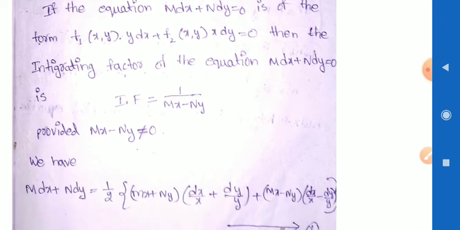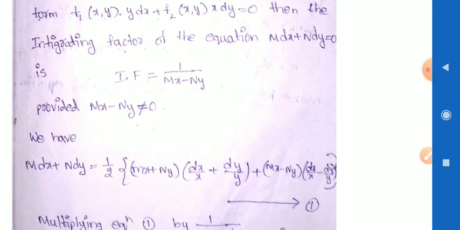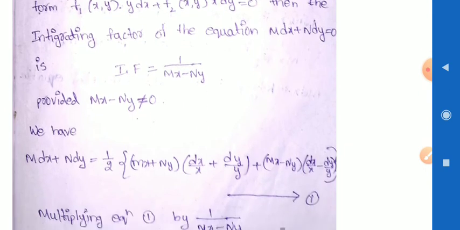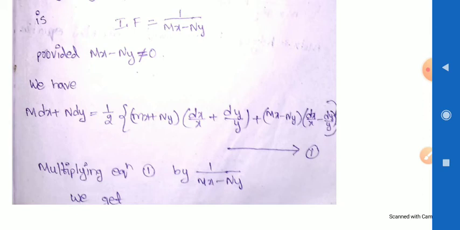Here we have M dx plus N dy equal to 0. It can also be written as 1 by 2 into Mx plus Ny into dx by x plus dy by y, plus Mx minus Ny into dx by x minus dy by y, which is equation number 1. Then we have to show that 1 by Mx minus Ny is an integrating factor.